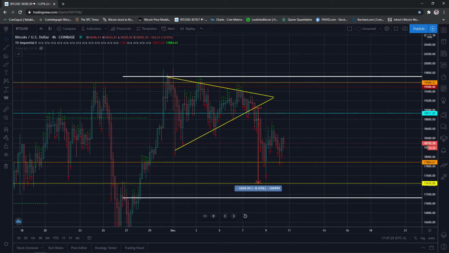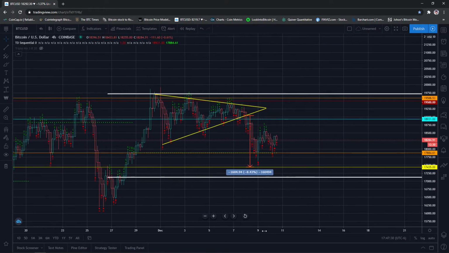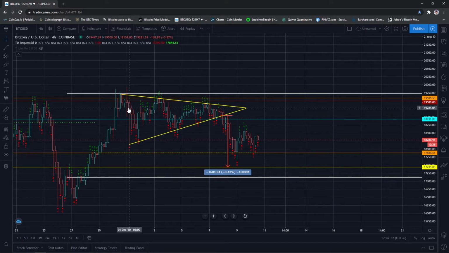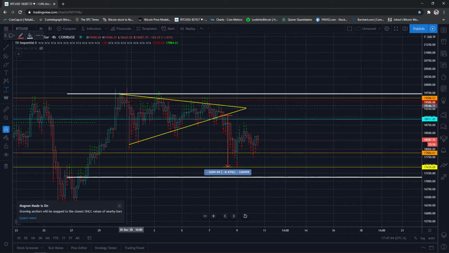So right here, you can see it. This is a perfect example of emotion. We had this candle open at, say, 19,450. It went as low as 18.1. That price swing is huge. So this is where it opened, and it had a price swing of almost 7%. And that's emotion. And then price came back up.